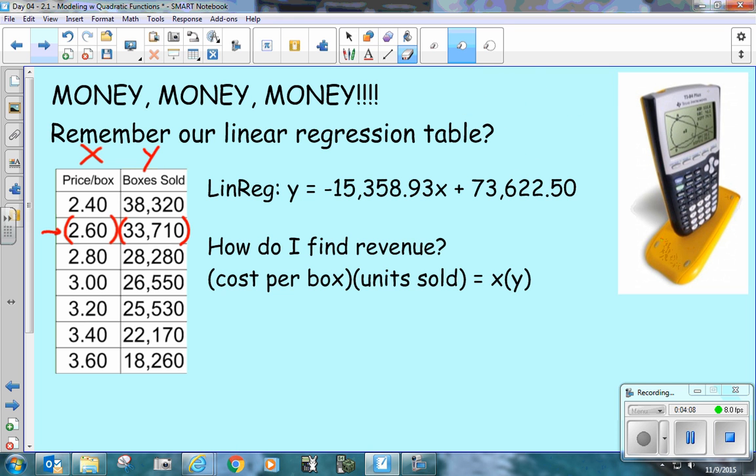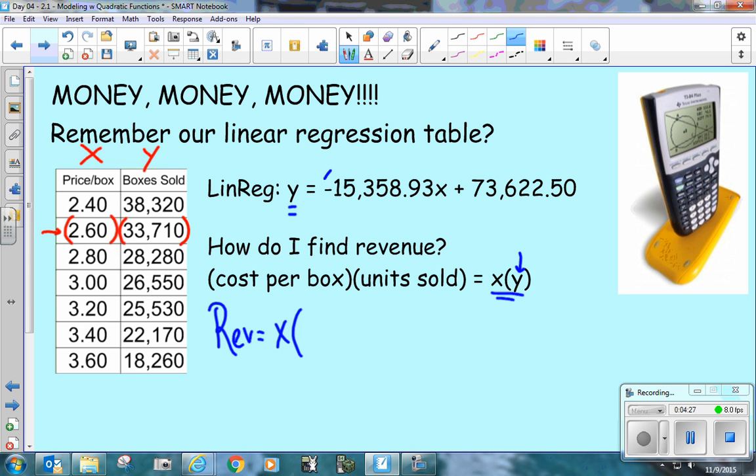So it's really taking in this column, we are just multiplying our x times our y, aren't we? Yeah. X times y. So I'm going to rewrite that. I'm going to say my revenue equals x times, but instead of writing y here, isn't y equal to this whole thing? Isn't this the number of boxes? And this is the price per box? Well, if I multiply them together, I get my revenue.